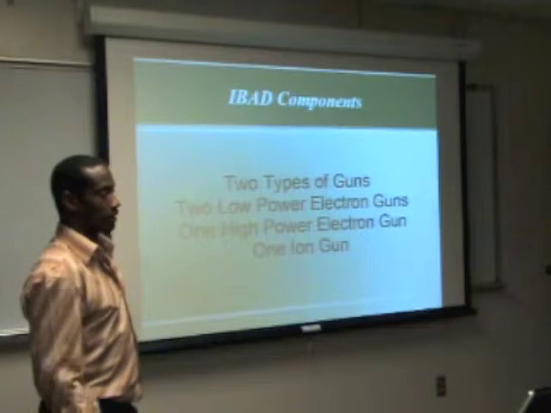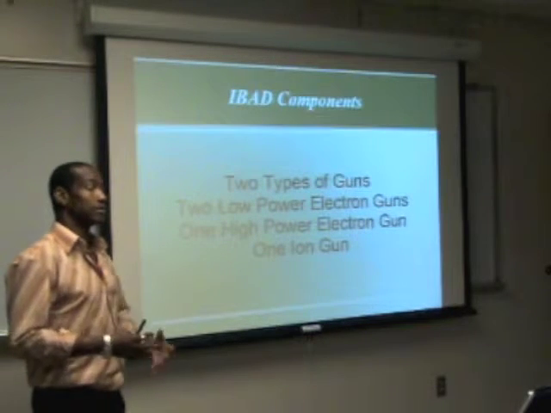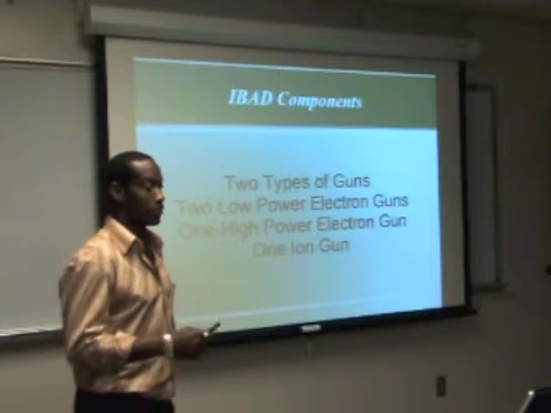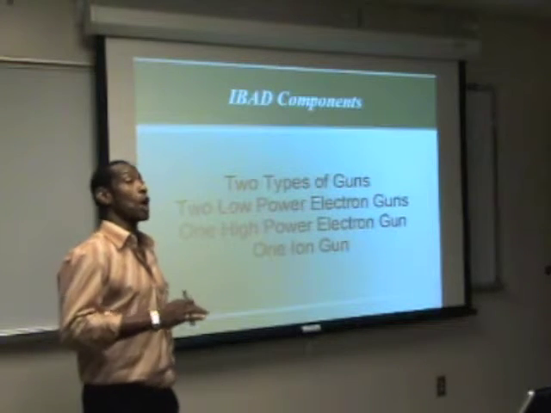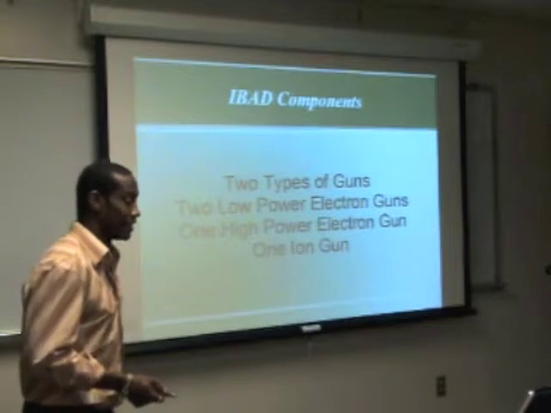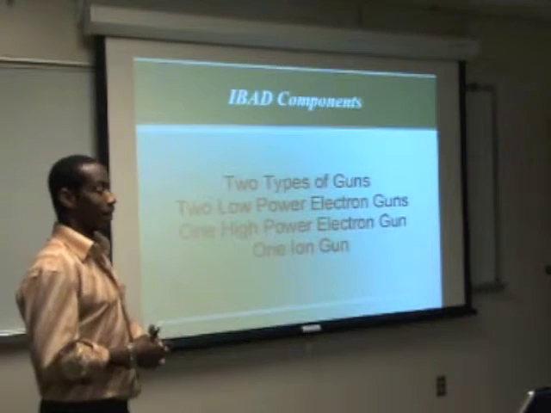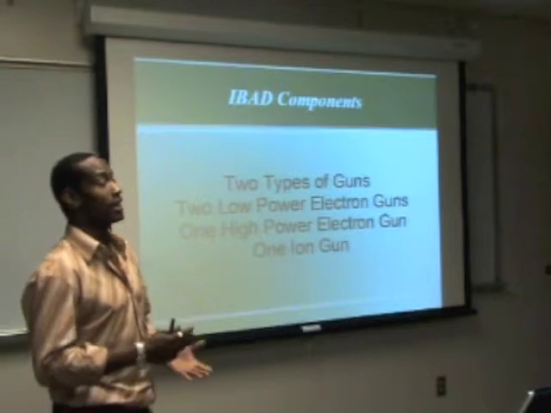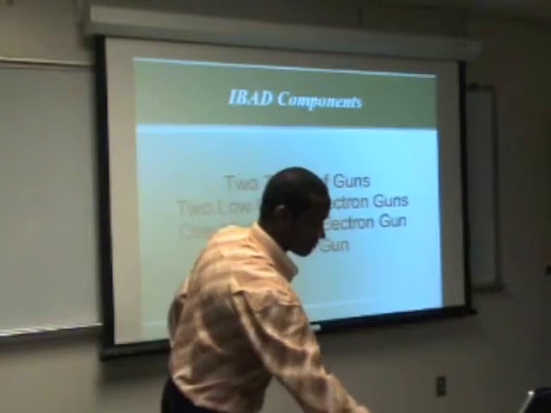I'm going to go into a part of our IBAD components. The beginning portion of our IBAD components are our guns. There are 2 types of guns. We have 2 low power electron guns, and we have 1 high power electron gun, and we have 1 ion gun.